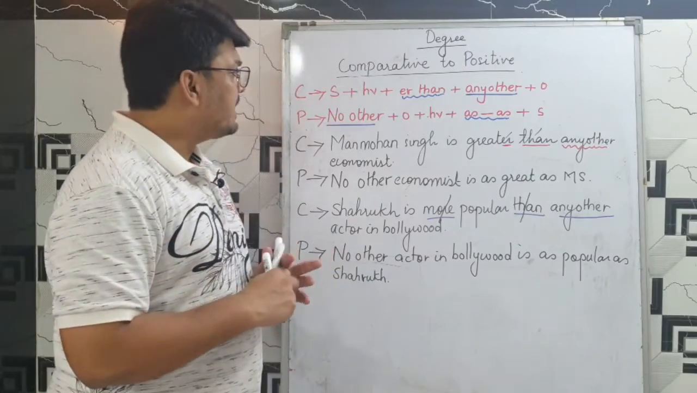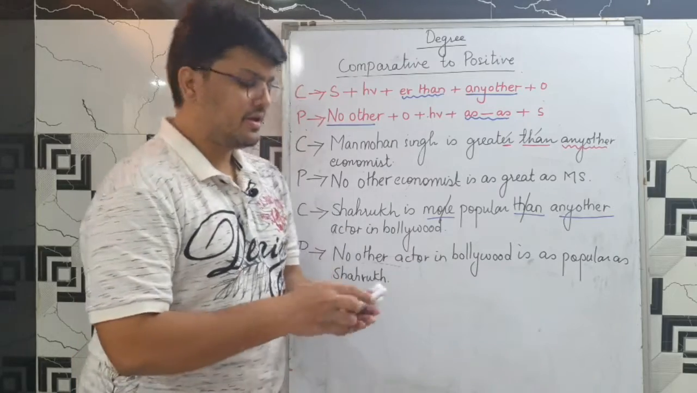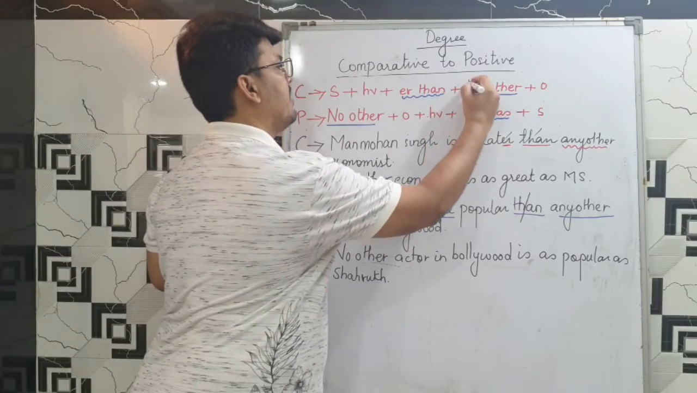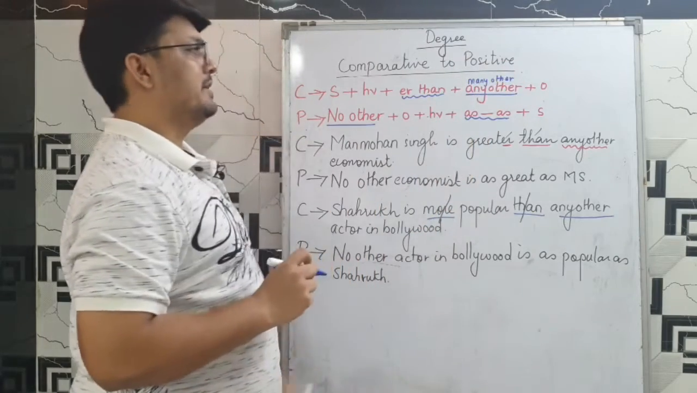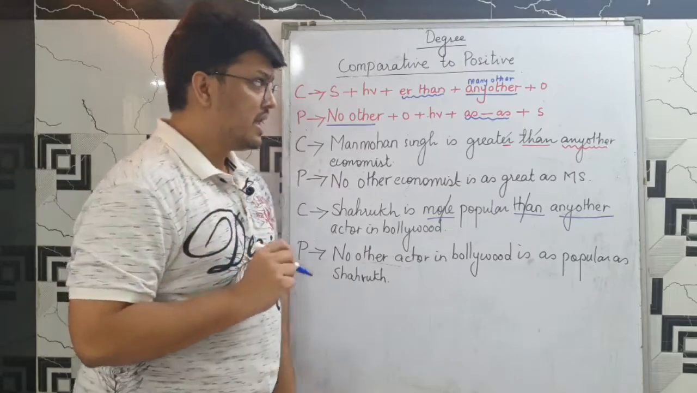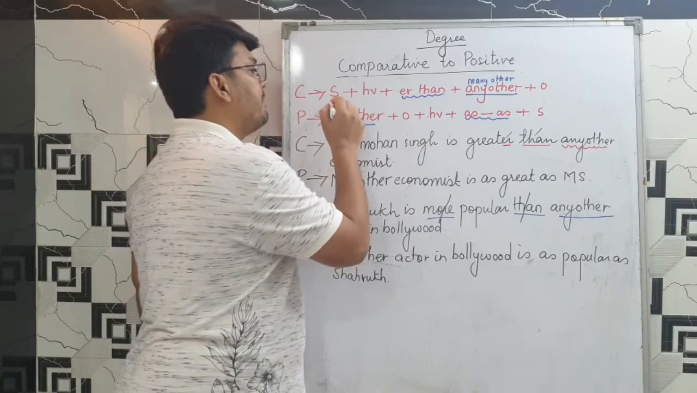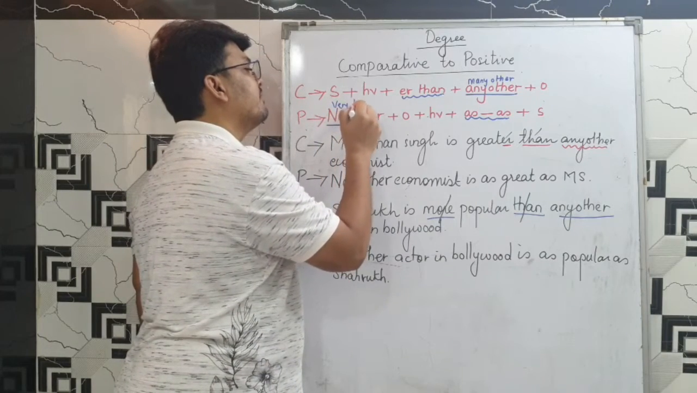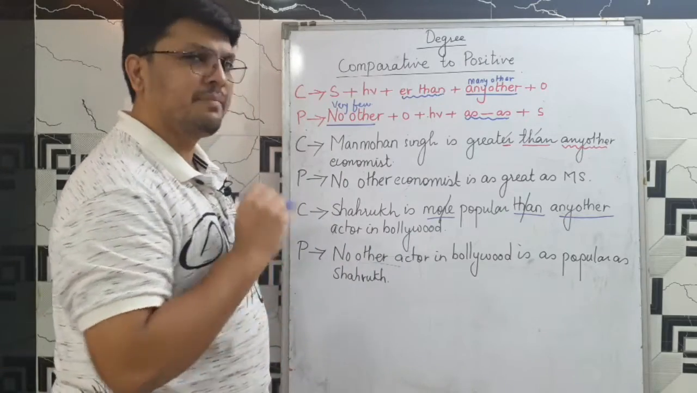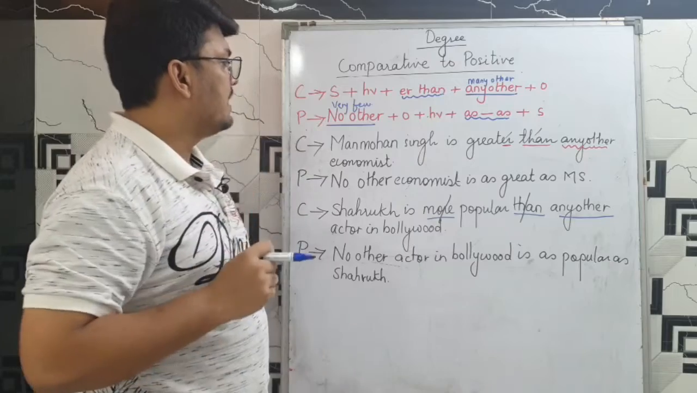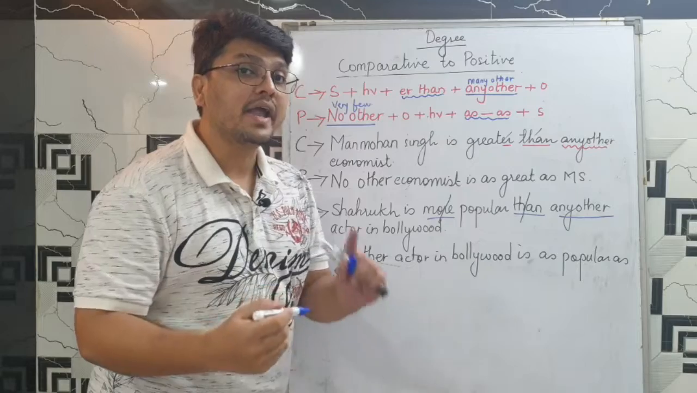Now students, what if many other comes in comparative degree? What if many other comes instead of any other? Please pay attention. If you see many other in comparative degree, begin positive degree with very few. Begin positive degree with very few. Suppose, let's take this example. Manmohan Singh is greater than many other economists.